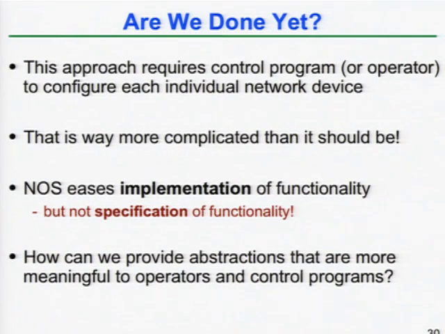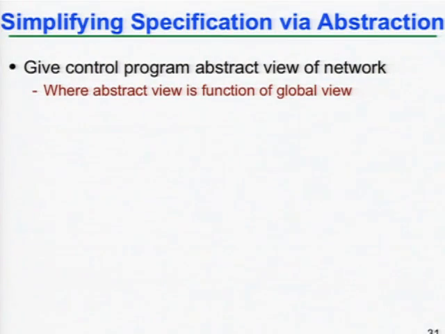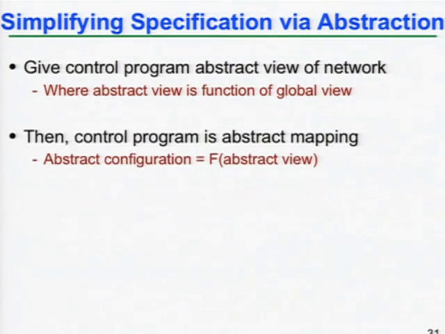So how can we provide abstractions that are more meaningful to operators and to control programs? Well, it's by offering an abstraction. So what you want to do is give control programs an abstract view of the network. You don't want to show them the full network. You want to give them an abstract view of the network. And then the control program takes that abstract view and configures that abstract view.